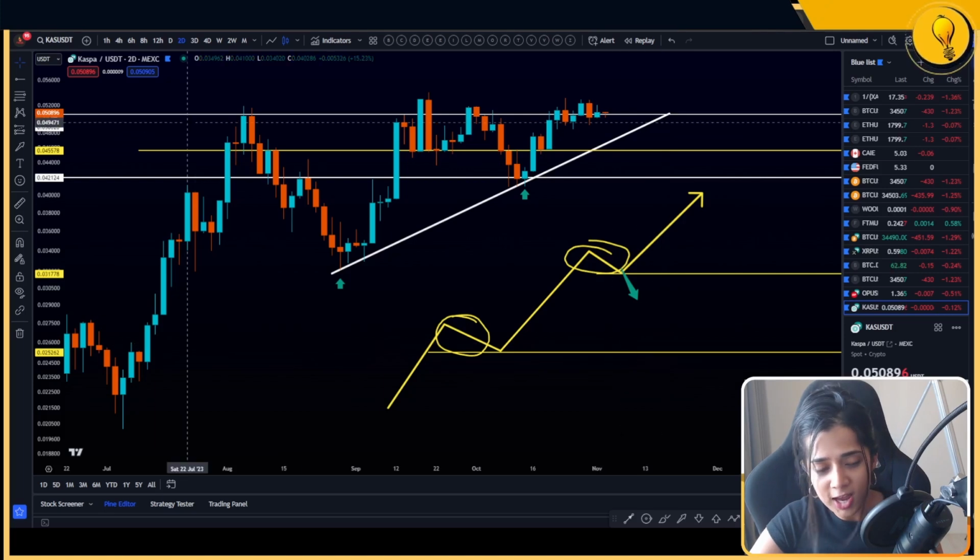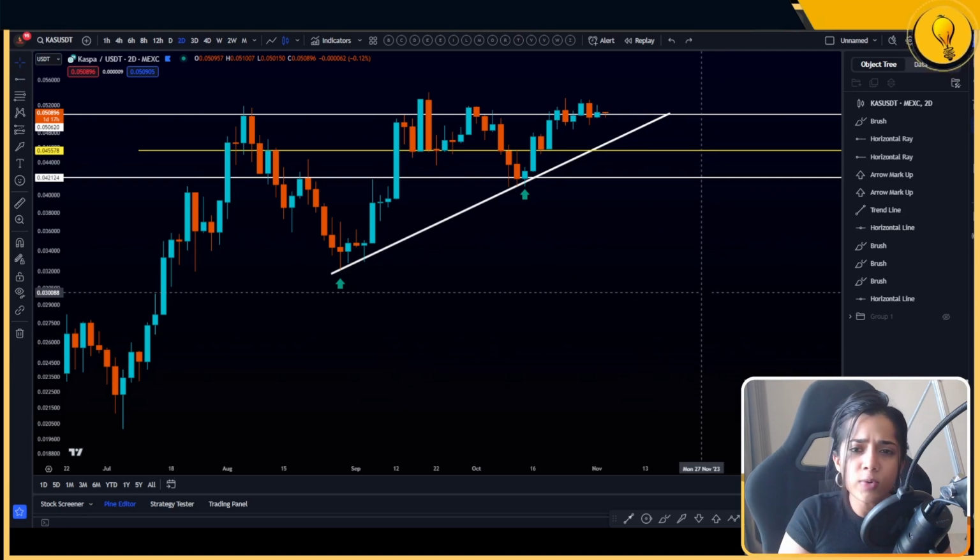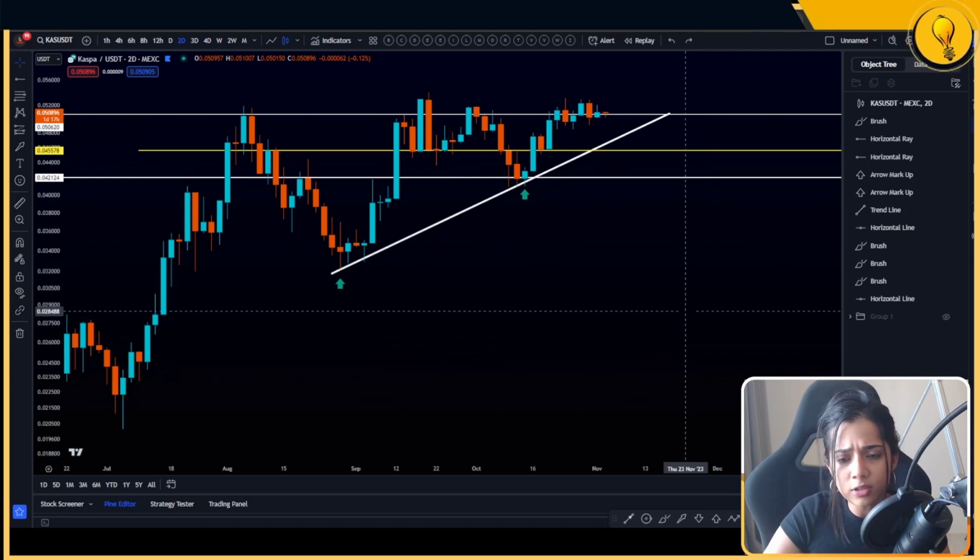Okay, so right now what the dashboard is telling us is that we could actually expect a lower time frame pullback. However, now with that picture, let's see what the chart is telling us. Now, I'm currently on the 2-day time frame.